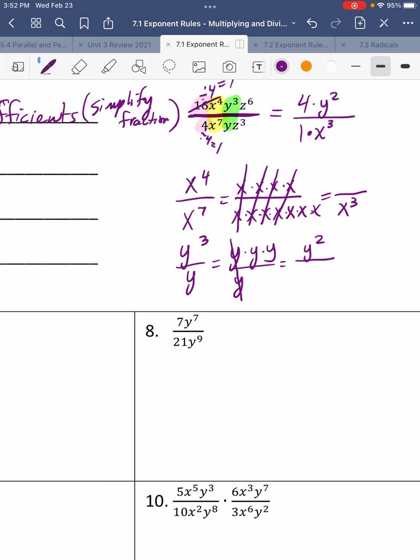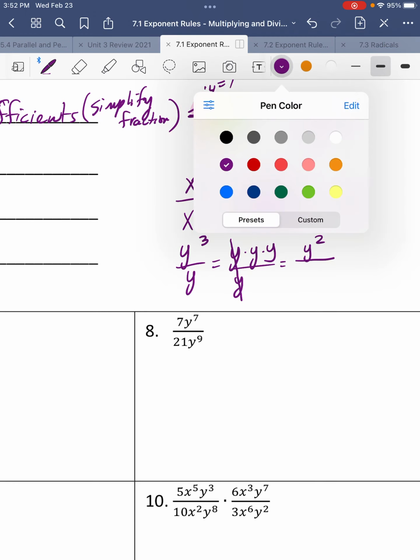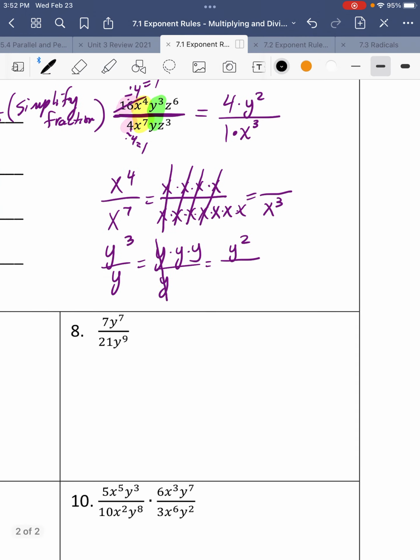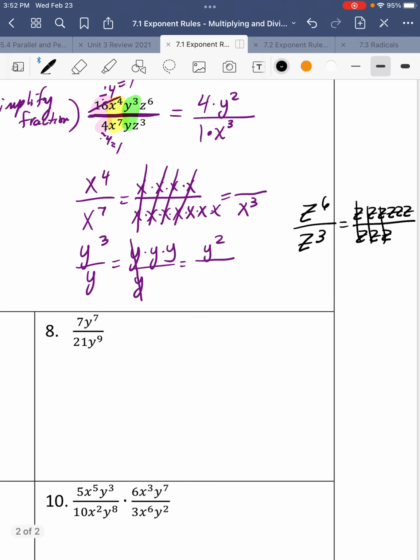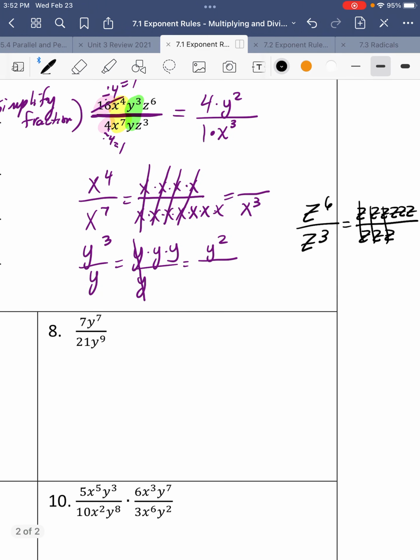And then the last one, we have z's. Seems to run out of room here. So I have z to the 6th over z to the 3rd. So z, 2, 3, 4, 5, 6 over 3 of them. Multiply together. Simplify, simplify, simplify. And what's left is z to the 3rd in the numerator. So we're going to have a z to the 3rd in the numerator left.